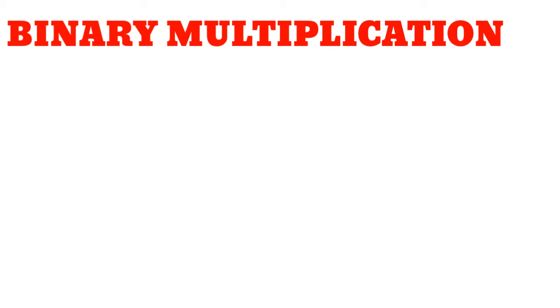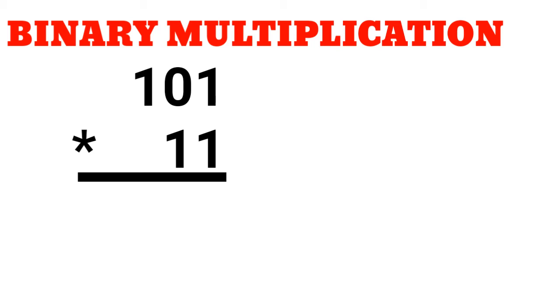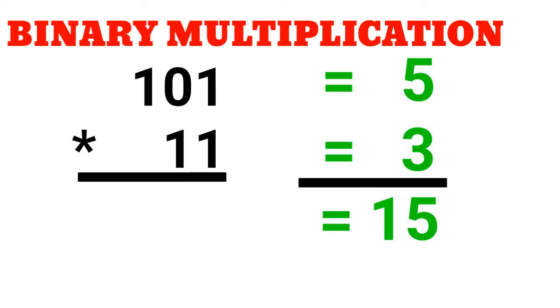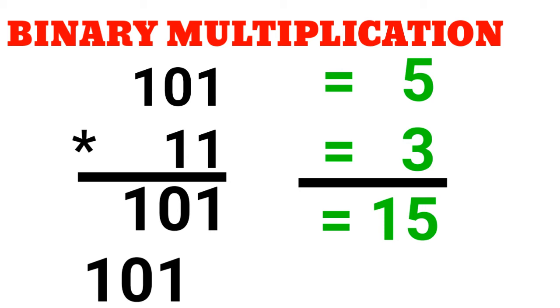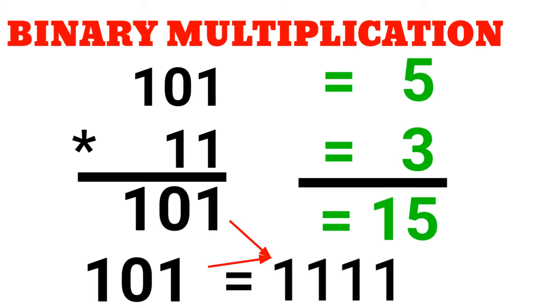For example, 101 times 11. If we change that to decimal, it would be 5 times 3, and the answer would be 15. When we multiply the multiplier 1 by 1 to the multiplicand, and applying the rules of multiplying binaries, it would be 101 and 101, but the other is moved by 1 place. Then, add both of the binaries and the answer would be 1111. And if we change that to decimal, it would be 15.